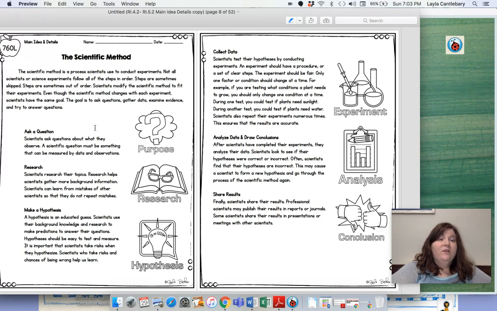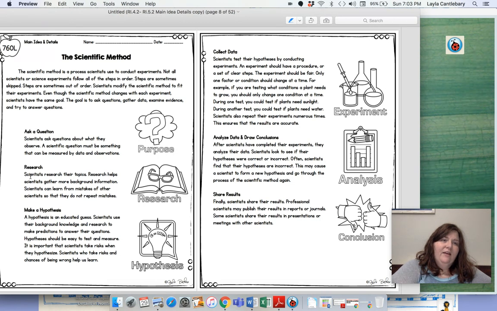Ask a question. Scientists ask questions about what they observe. A scientific question must be something that can be measured by data and observation. Research. Scientists research their topics. Research helps scientists gather more background information. Scientists can learn from mistakes of other scientists so they do not repeat mistakes.